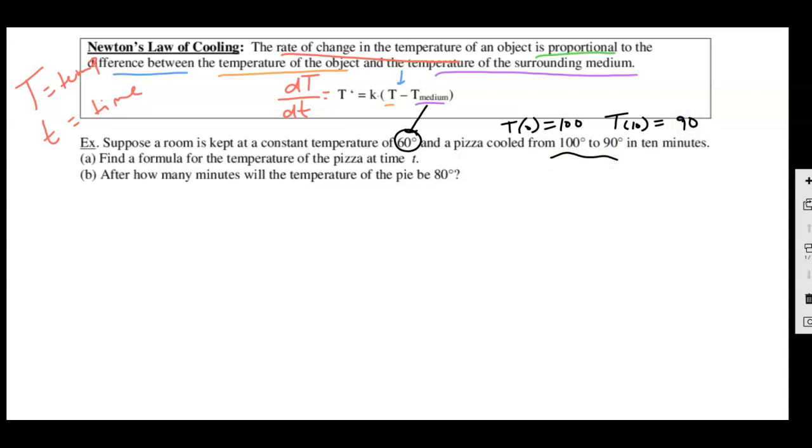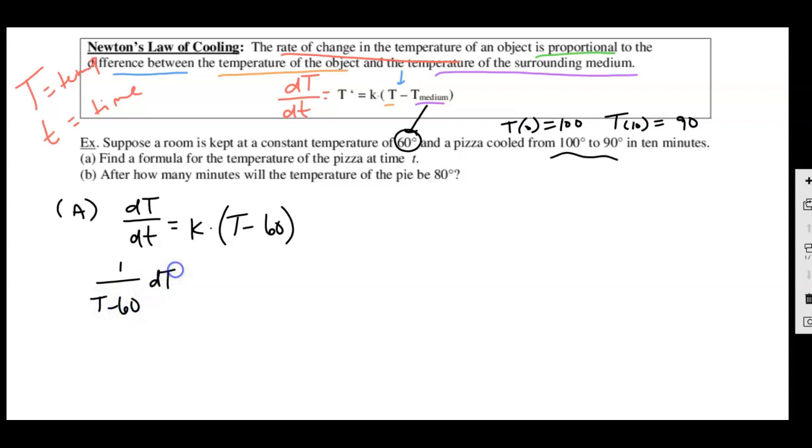Part A says find the formula for the temperature. So we're going to have to set it up, separate, integrate, and use the two conditions to solve for the C and the k value. Very good. Let's go for it. So the rate of change of the temperature with respect to time is going to be k times (T minus 60). We're going to separate, so the T minus 60 needs to kick over to be with the dT, and then the lowercase dt kicks over to the right.